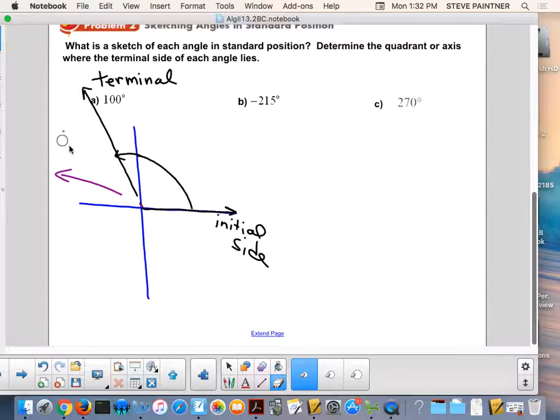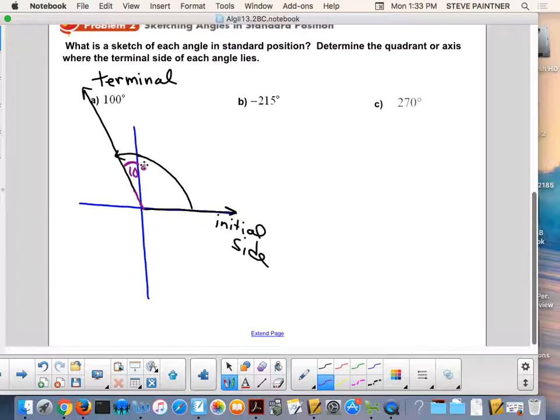You need to tell me this angle right here. How much past 90 did you go? 10. You need to tell me 10. Or you could tell me this side, how short of 180 are you? 80. So either you tell me an 80 on the left of that terminal side, or you tell me 10 in between the y-axis and the terminal side. You've got to give me one or the other. You don't have to give me both, okay? Any question?